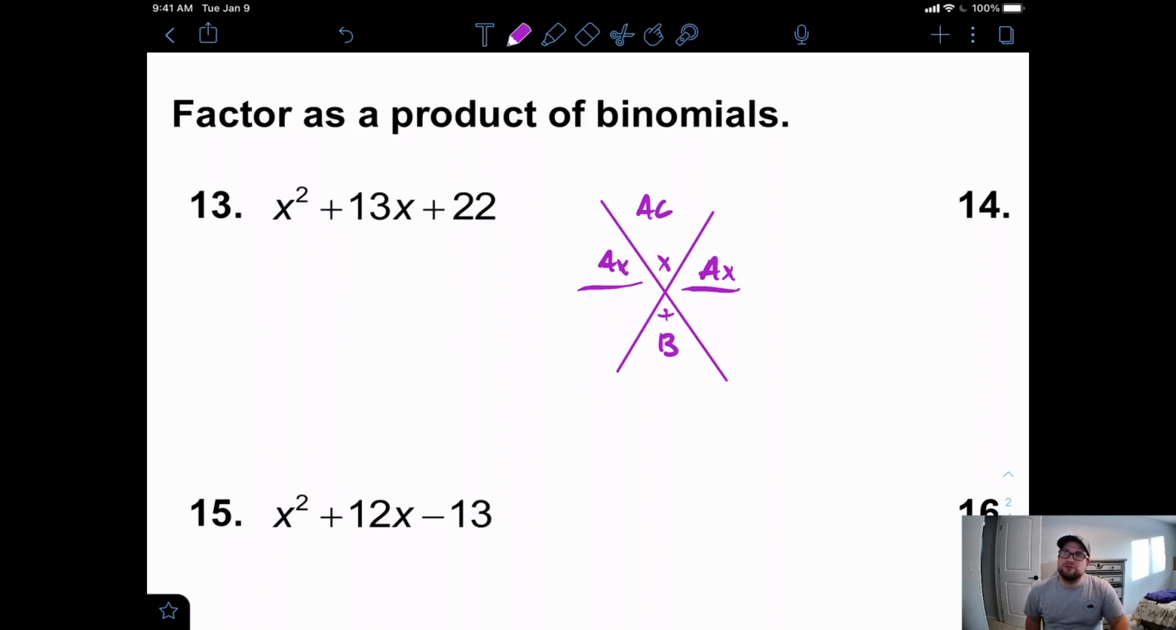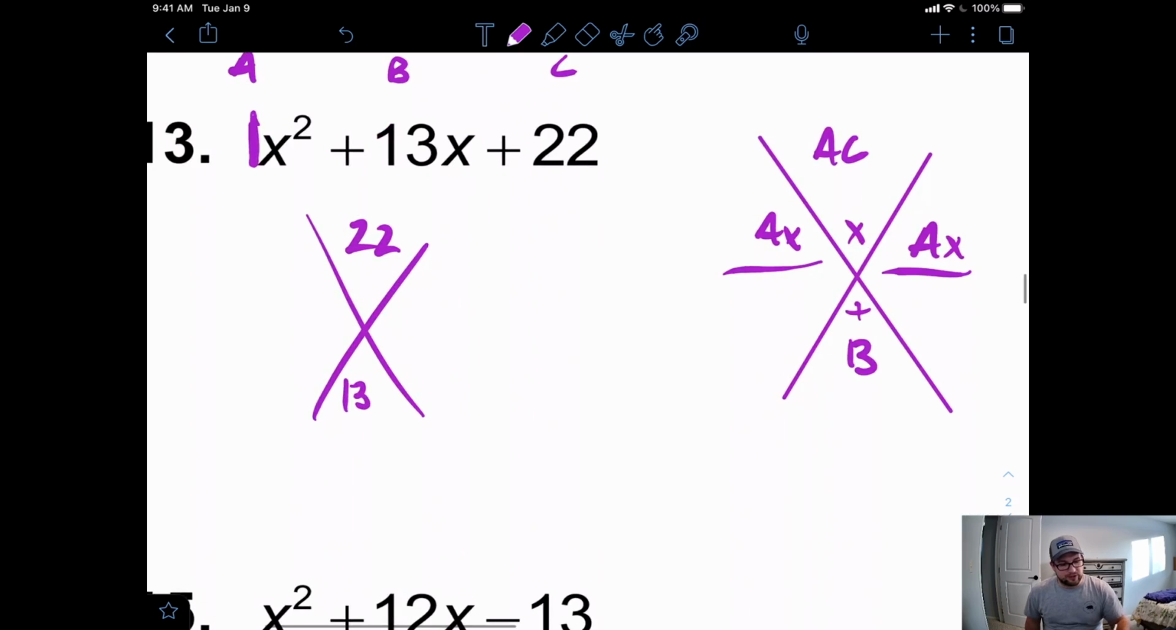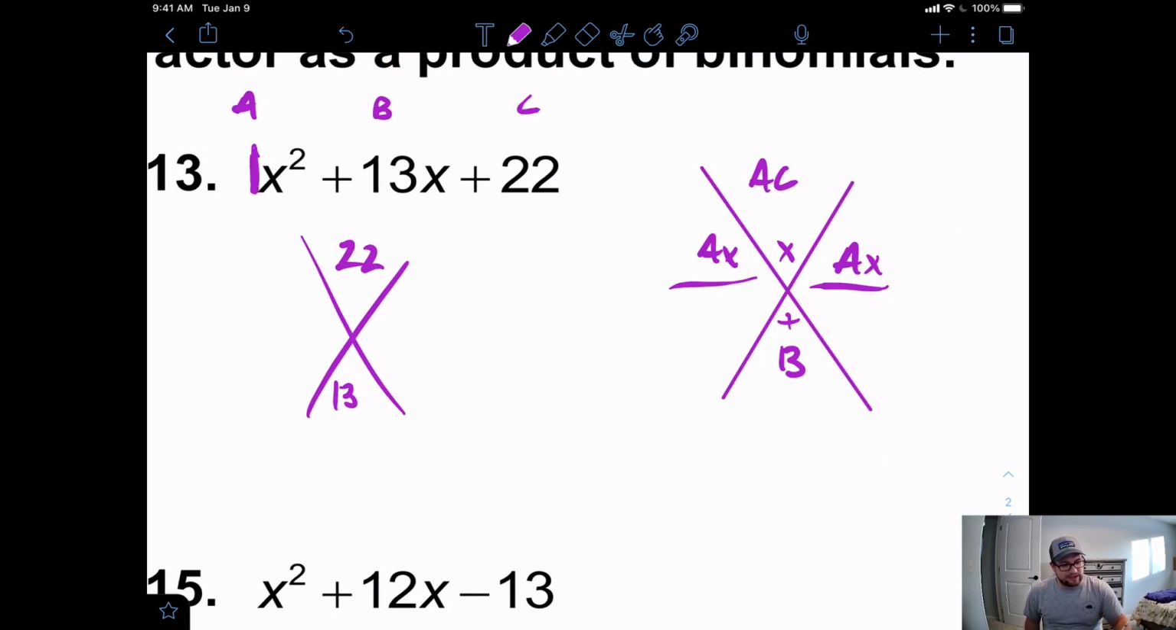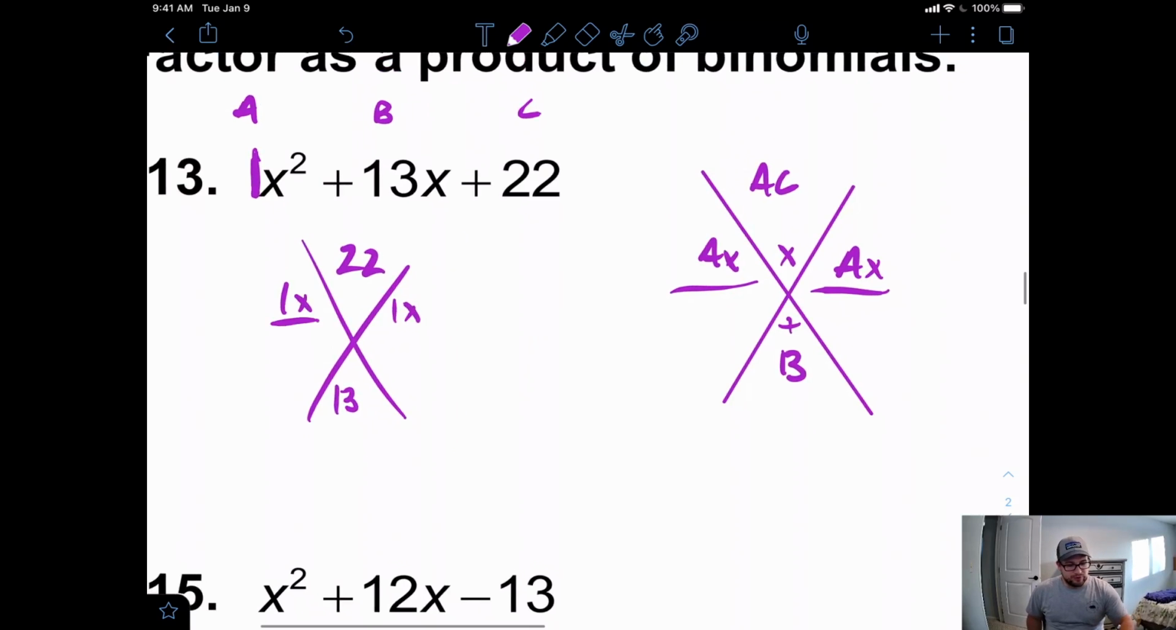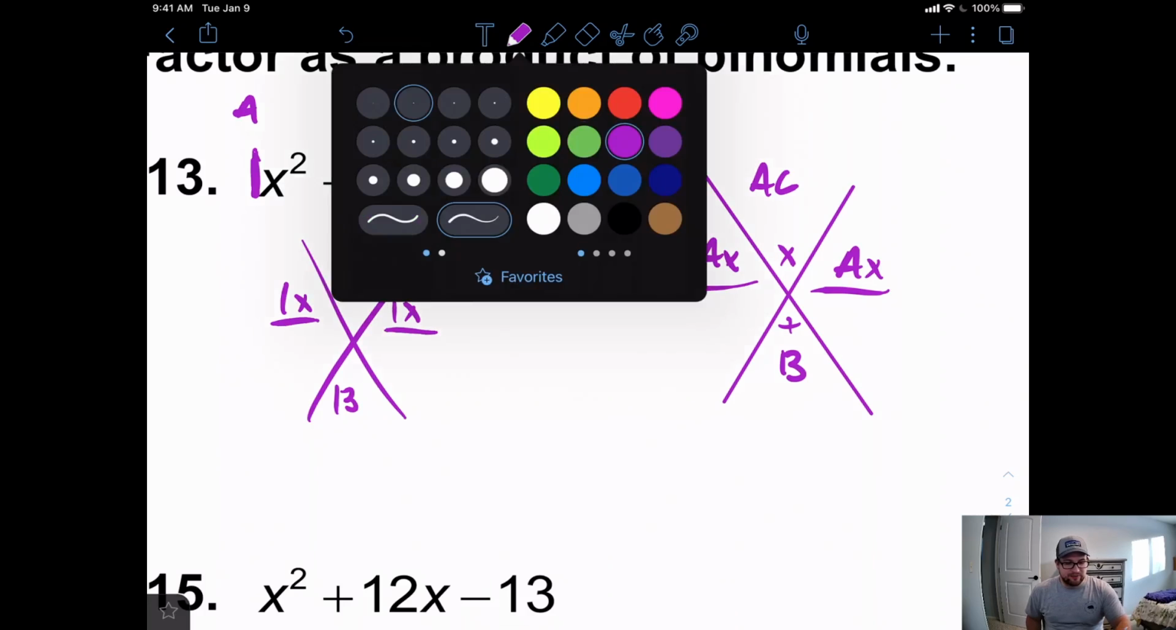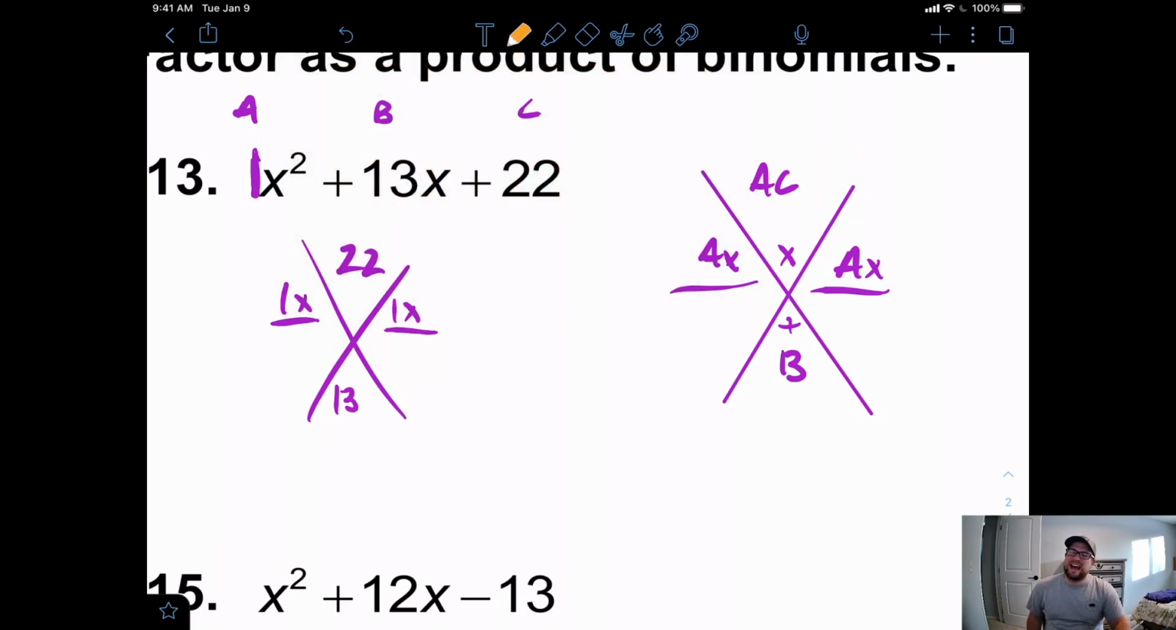Now remember, if you don't see any numbers, you can put them in. So this would be A, 13 is B, and 22 would be C. So 1 times 22 puts a 22 up top, 13 is going to go on the bottom. I'm sorry, I should then put my ax, so A is 1, so it's 1x and 1x here. We're looking for the two numbers that multiply to give us 22, that add to give us 13.